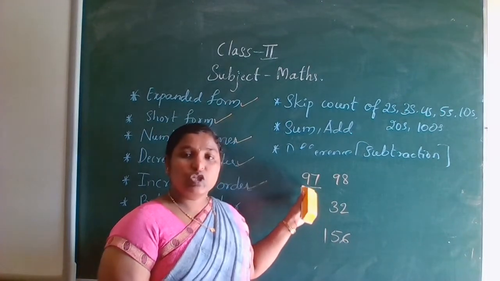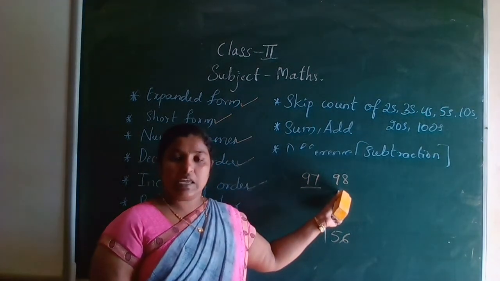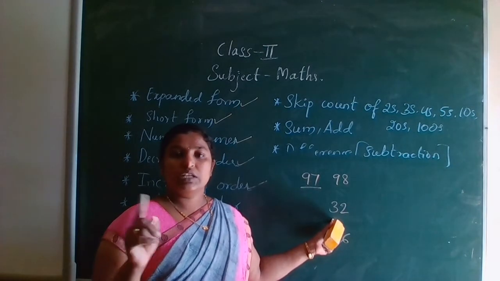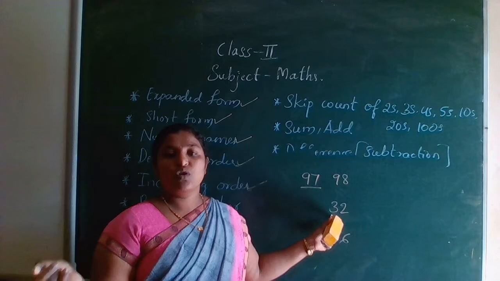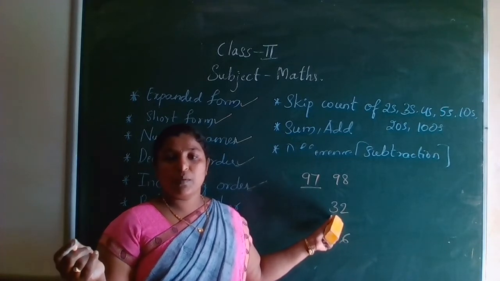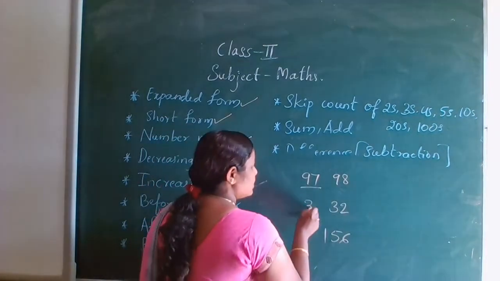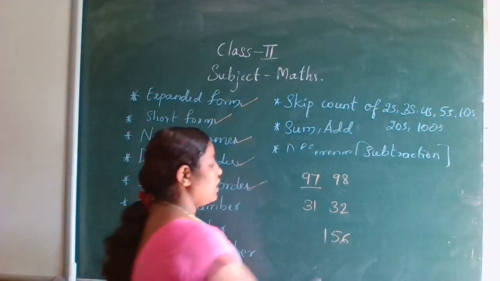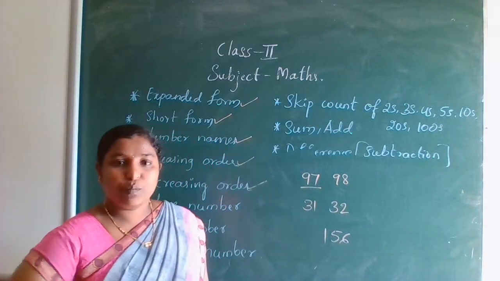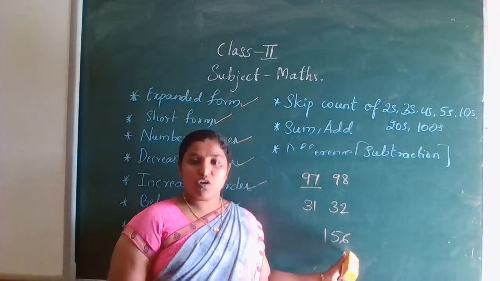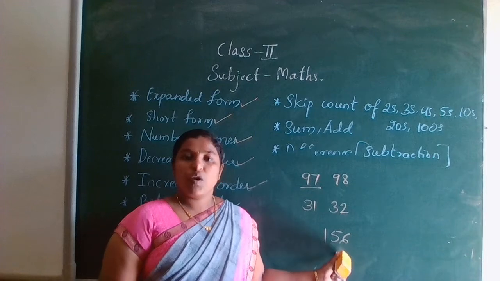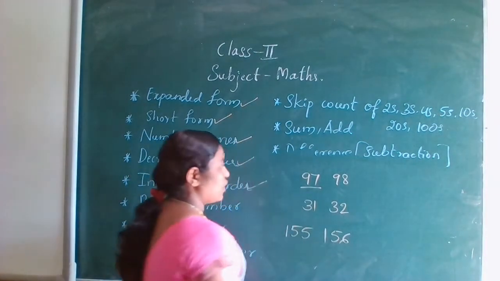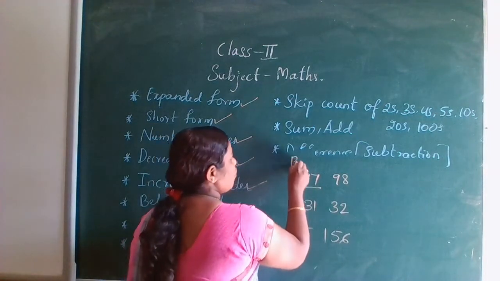97 is the just before number of 98. So what is the just before number of 32? 32 minus 1 you have to do. That is 32 minus 1, in the sense, the answer is 31. For 156, just before, do minus 1, subtract 1 from 156, that is 155. This is before number.